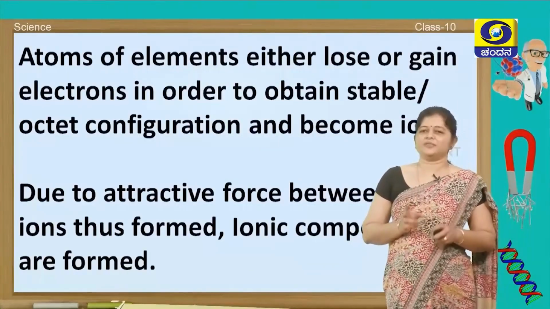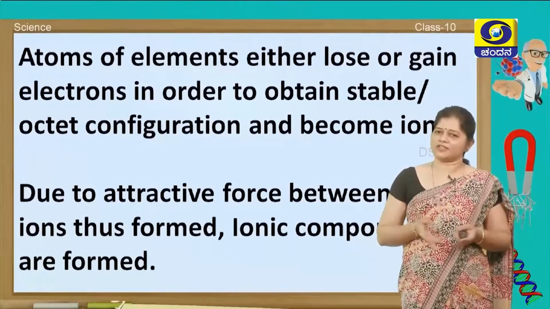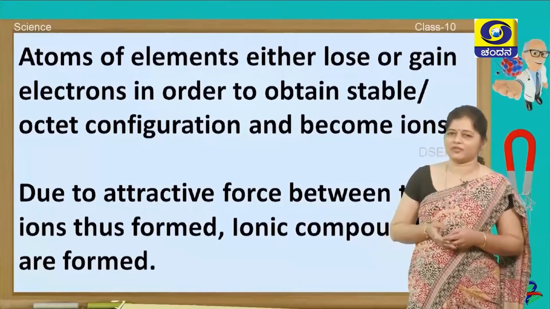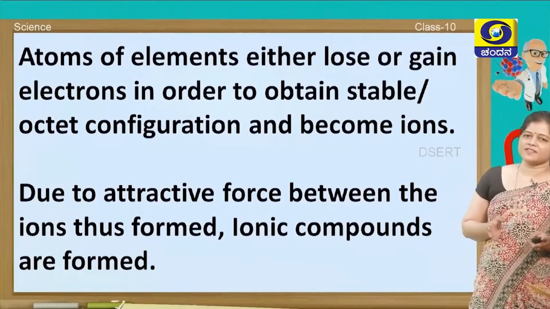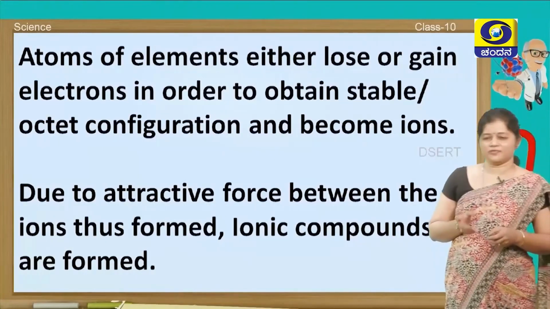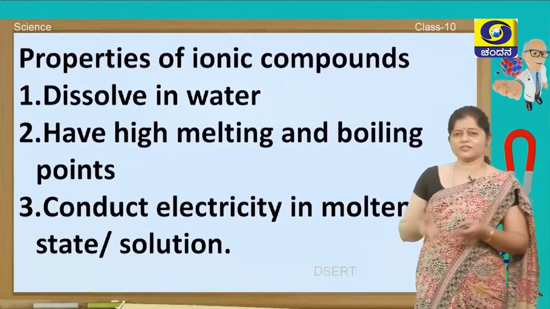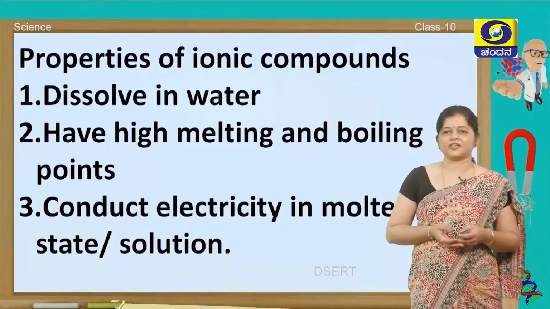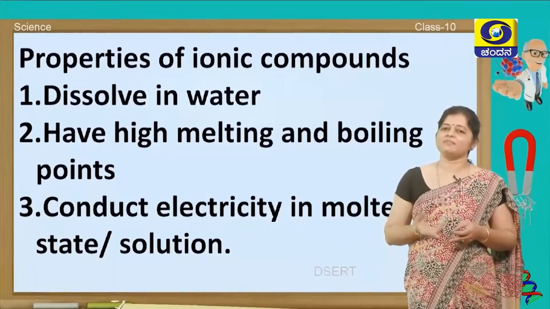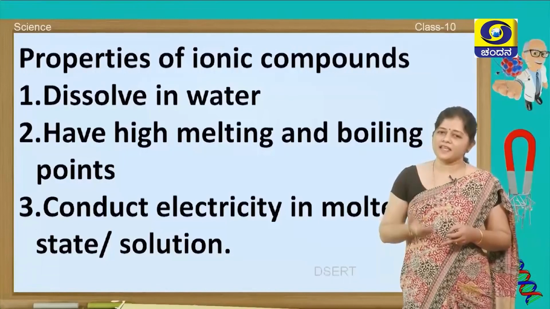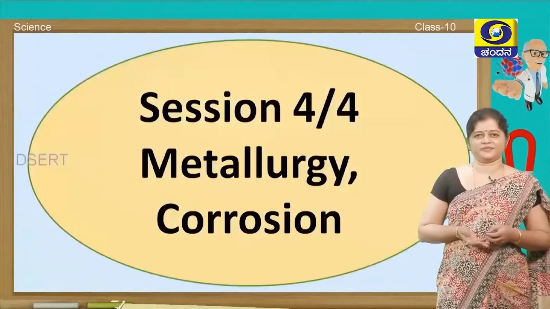You know that atoms and elements either lose or gain electrons in order to obtain a stable or octet configuration, and they become ions. Due to the attractive forces between the ions thus formed, ionic compounds are formed. This is what we learnt in the previous class. We also learnt the properties of ionic compounds: all ionic compounds dissolve in water, they have high melting and boiling points, and they conduct electricity in the molten state or in solution.